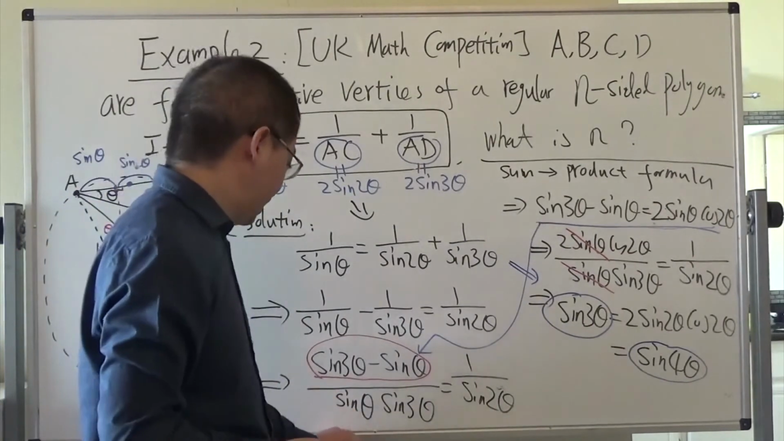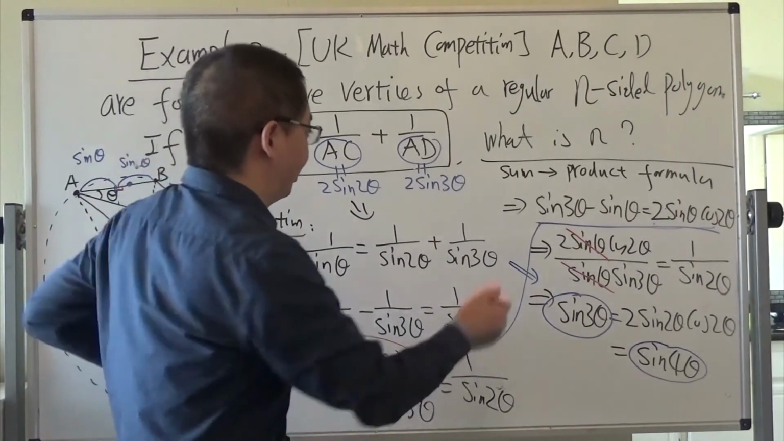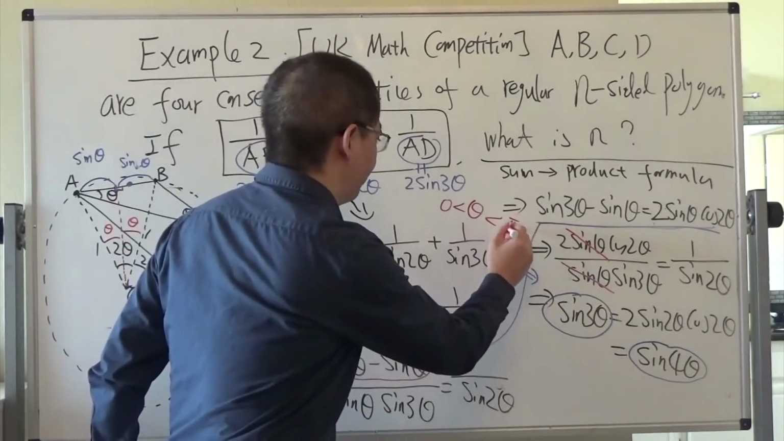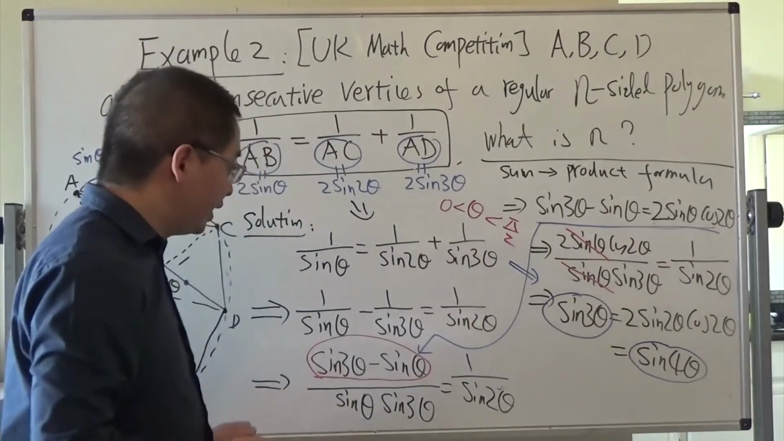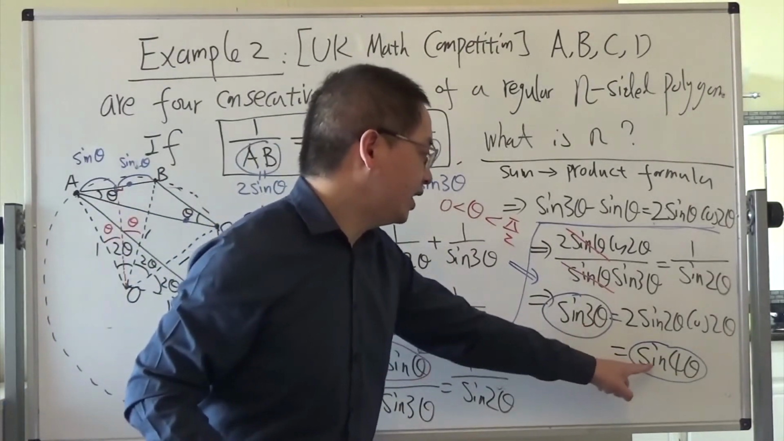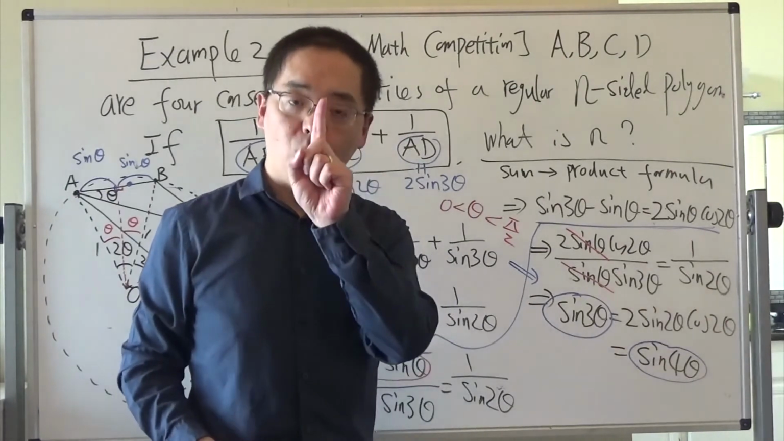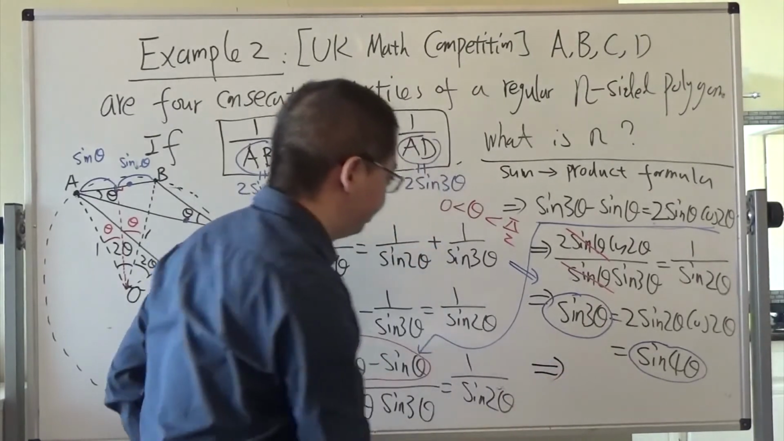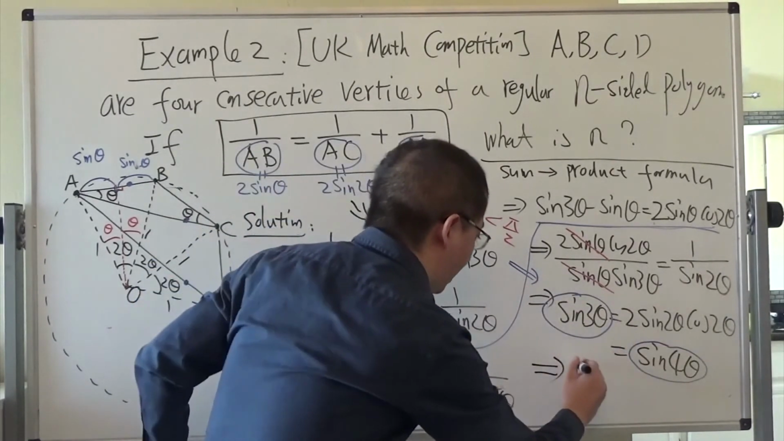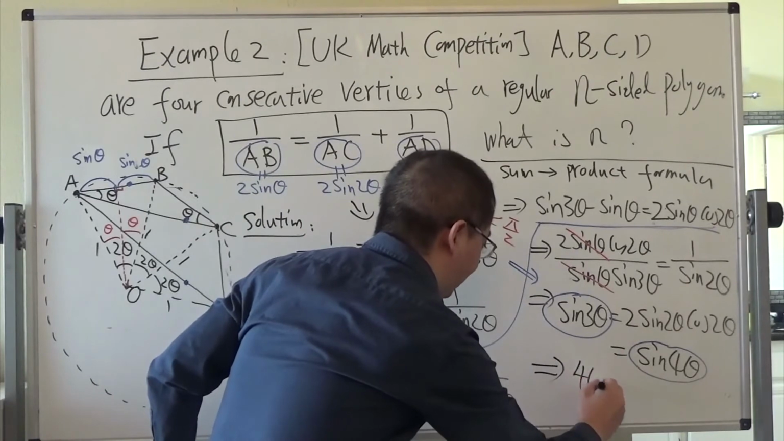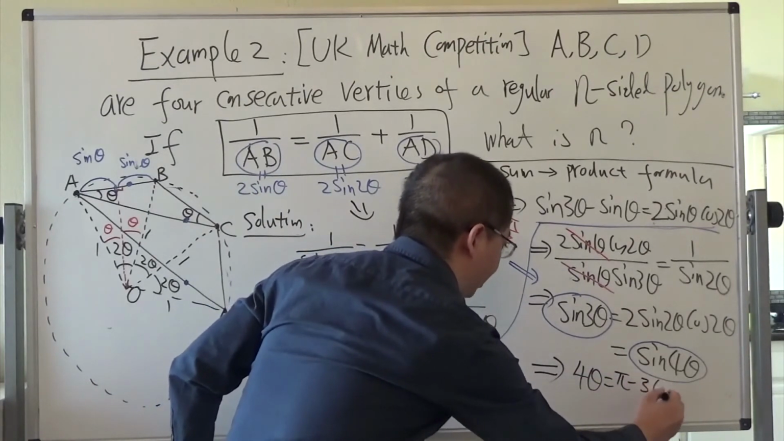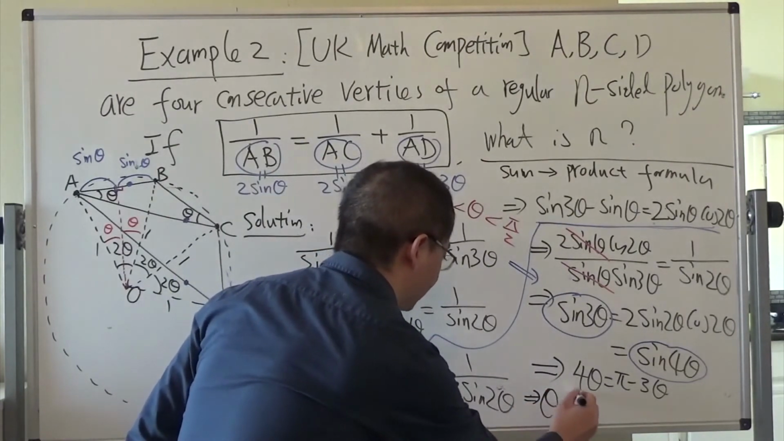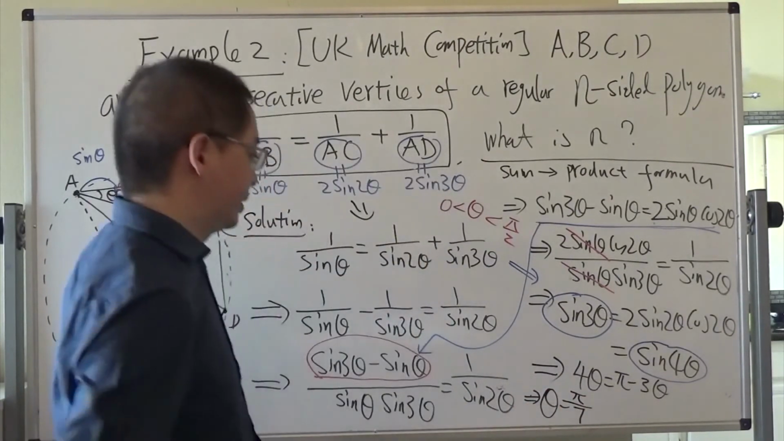Now let's see what is the range of theta. Obviously, theta should be bigger than 0, and it's clearly less than pi over 2. Therefore, in order for sine 3 theta to equal sine 4 theta, there's only one possible scenario. That is, 4 theta has to equal pi minus 3 theta. And this gives us theta equals pi over 7.